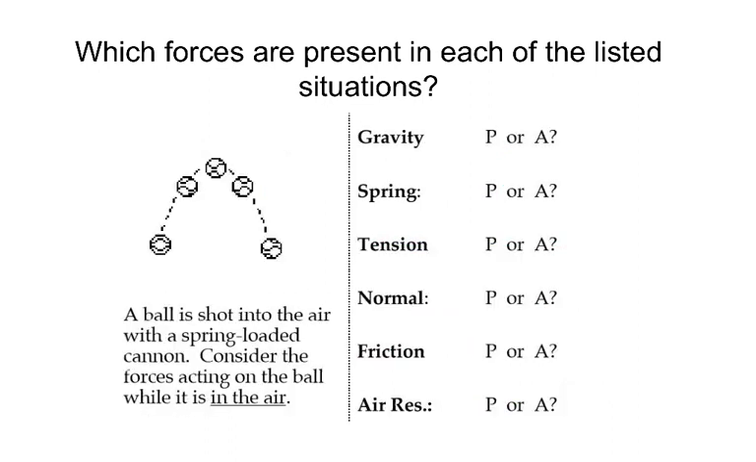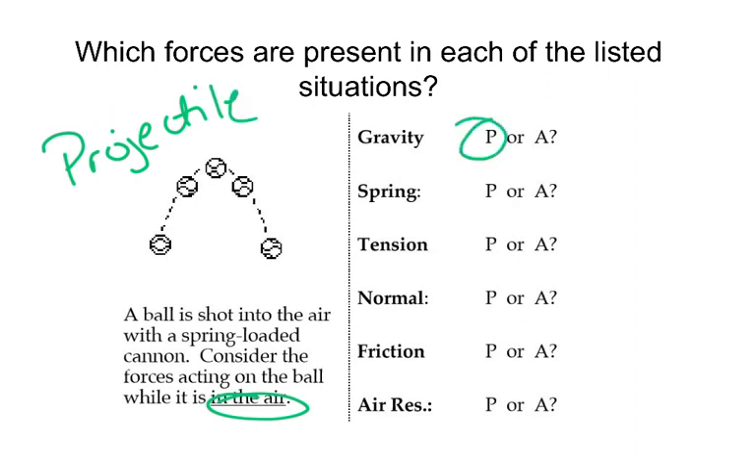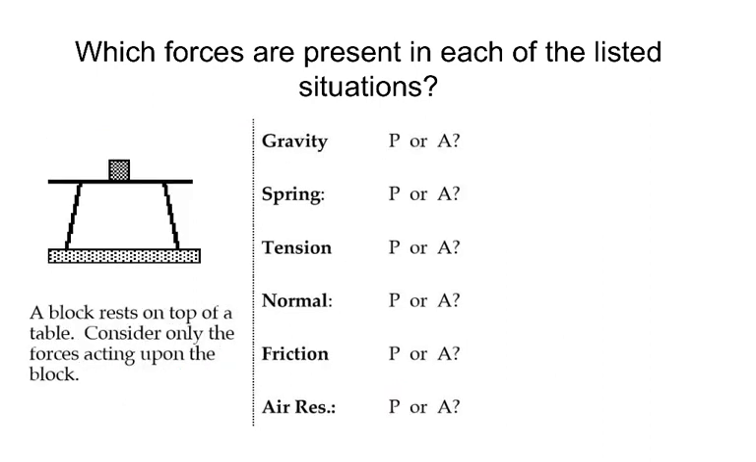Next one. All right, we have a ball shot into the air. They want while it's in the air. This is a projectile. Projectiles only have one force acting on them, and that is the force of gravity. You could also say there's air resistance, but just like we did last year, we tend to ignore it unless they tell us it is specifically there.